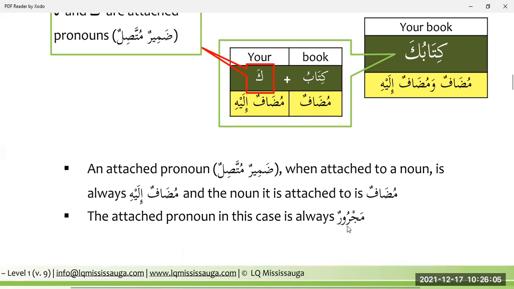If they are attached to a noun and they are the mudaf ilayh, then, as we have learned, mudaf ilayh is always majroor. So in this case, the damir muttasil will be majroor here.